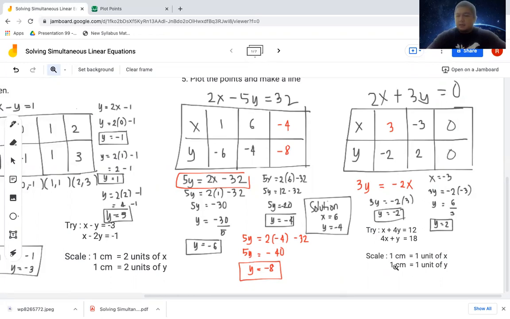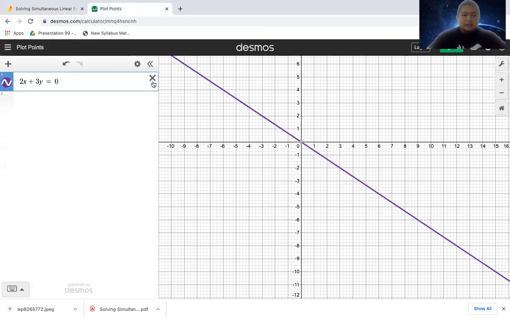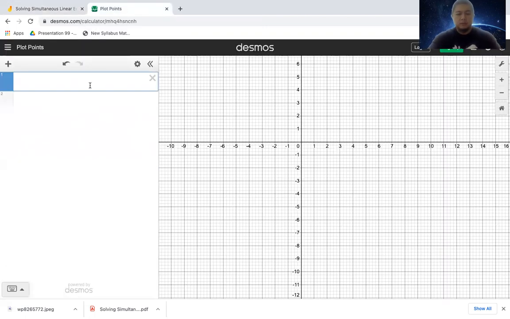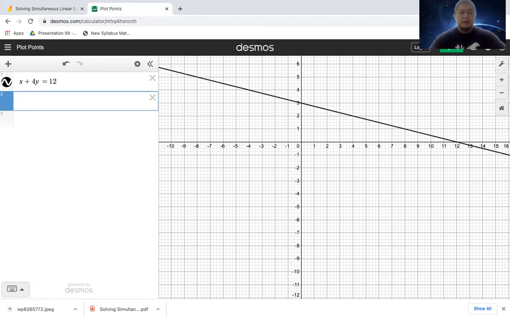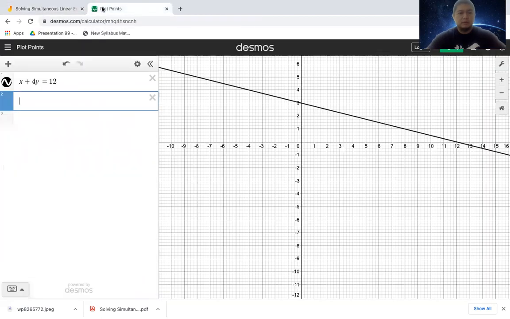All right, let's say that you guys already did it. So we're going to plot these equations that we have. And as we know, it has a similar scale to what we have, so you will not have a hard time. So we will now have x plus 4y is equivalent to 12. And the other one is going to be 4x plus y is equivalent to 18.